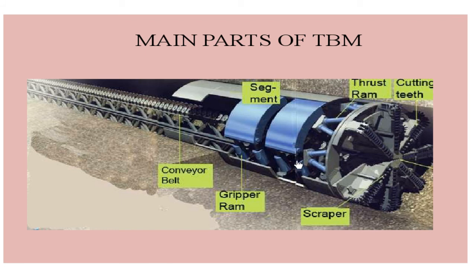These are the main parts of a tunnel boring machine. You can see over here a conveyor belt. Conveyor belt means a continuously moving surface, mainly for transporting the excavated soil. Then you can see segment. Segment means there are different sections inside the tunnel boring machine, and that will be named as segment. Then thrust ram is there. Thrust ram is basically for pushing or driving with force.